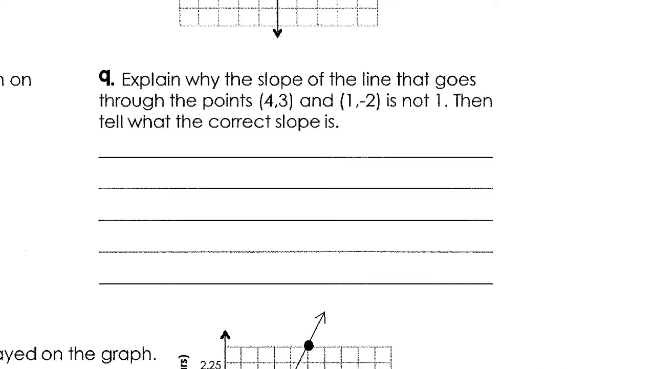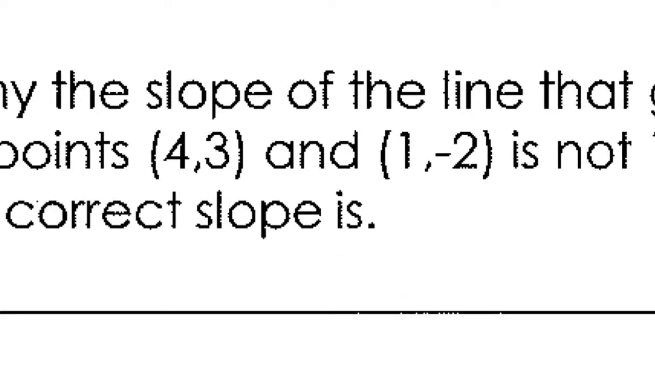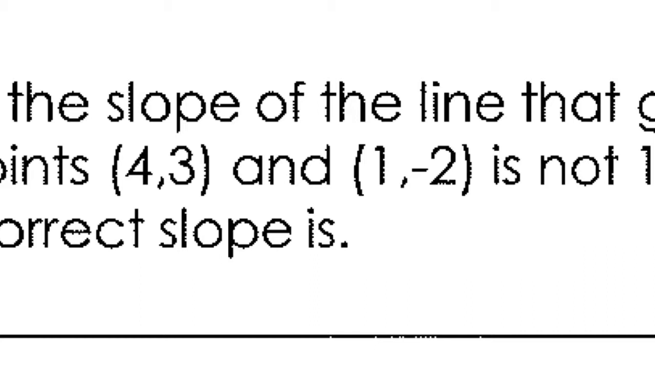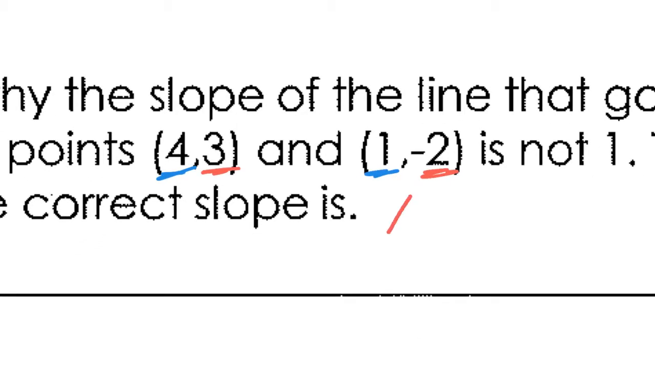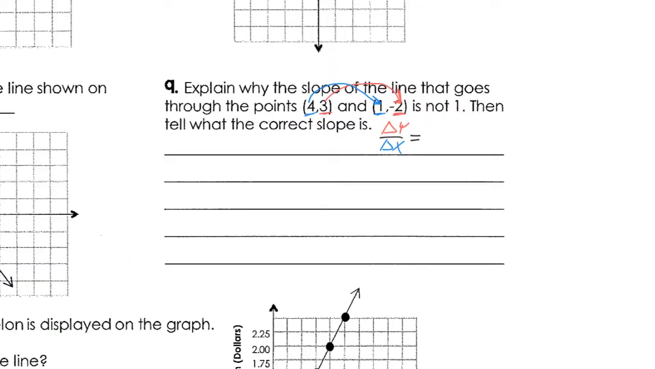Number 9 says explain why the slope of the line that goes through the points (4, 3) and (1, -2) is not 1. Then tell what the correct slope is. Other than actually just working it out, I hadn't even done it yet. This is the first time I'm looking at it. I would just look at your y values, and I would look at your x values. So see how much you change by. So I'm going to write this out again, just so nobody forgets. Change of y over the change of x. So I'd see how much you change from here to here, and then I would look how much you change from there to there. Okay, those are going to be the numbers that you need. As far as explanation goes, I don't need much on there.